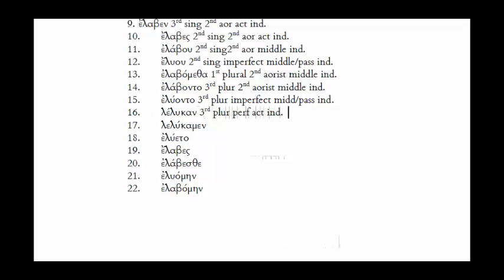Okay, all right. Going on here, lelukamen. Same basic form. You've got the reduplication here, just like you had here, and you've got the kappa. What does that scream? Reduplication and kappa means perfect, and the amen ending suggests what? First plural. That's the only time you see that ending, first plural in the active. So it's a first plural perfect active indicative.